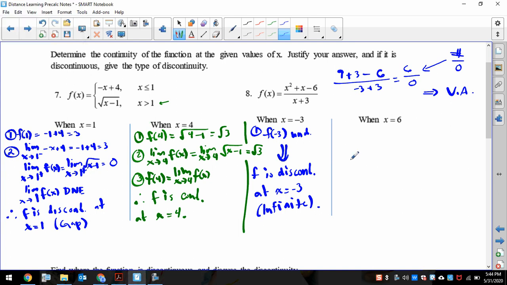Okay, we'll now do the same here for number 8. Let's give it a try. So first we want f of 6. It's going to be 36 plus 6 minus 6, which is 36.